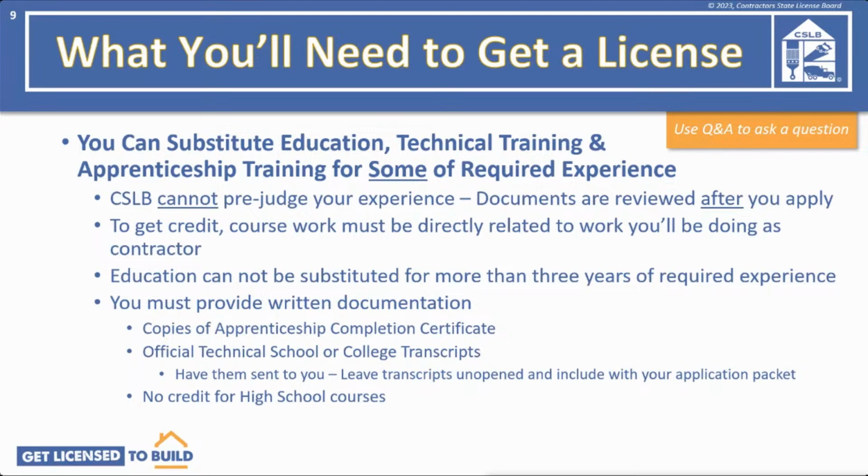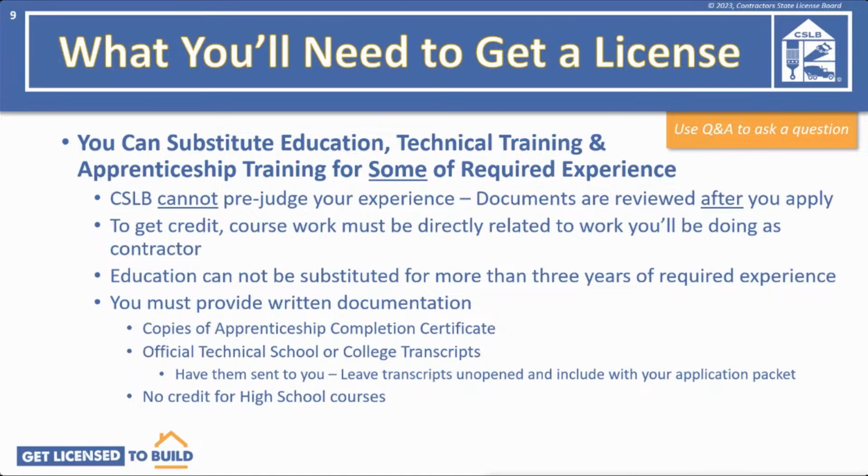Meaning you will need at least 1 year of practical experience if you get the full 36 months of education credit. To apply for education credit, you must provide CSLB with written documentation. That means a copy of any apprenticeship completion certificates you earned, or official technical school or college transcripts. Have your transcripts mailed to you.